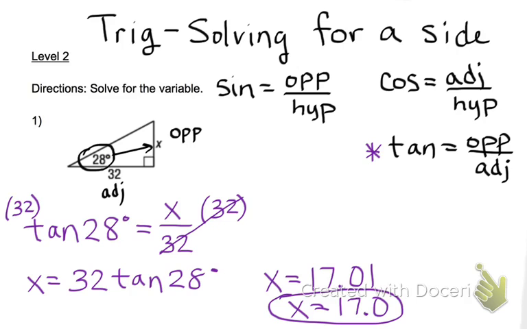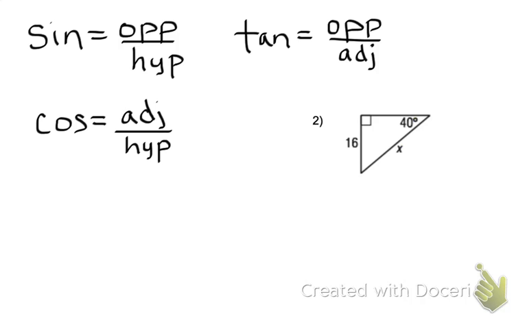I'm also going to solve number 2 with you. So for number 2, we're going to do the same exact thing. I'm going to start from my given angle, which is 40, and I'm going to label my sides. 16 is going to be my opposite side. It's across from the angle, so that's opposite. And then my x is across from the right angle, so that would be my hypotenuse. Now I'm going to look and see which trig function uses opposite and hypotenuse, and that one is going to be sine. So I'm going to set this equation up.